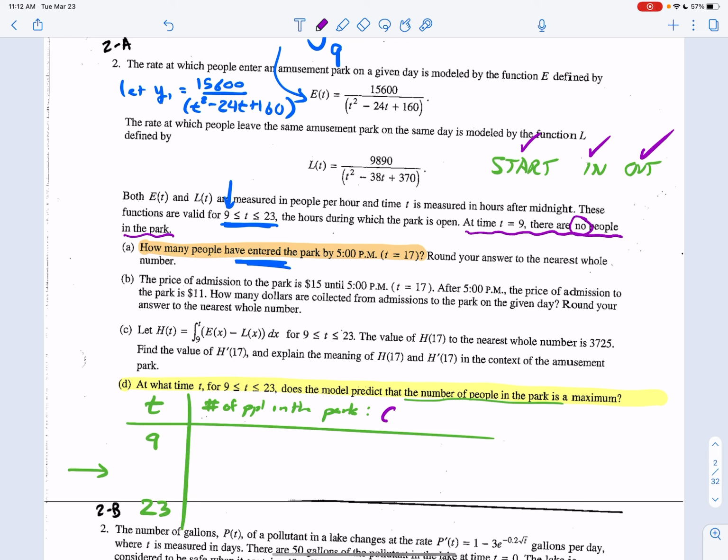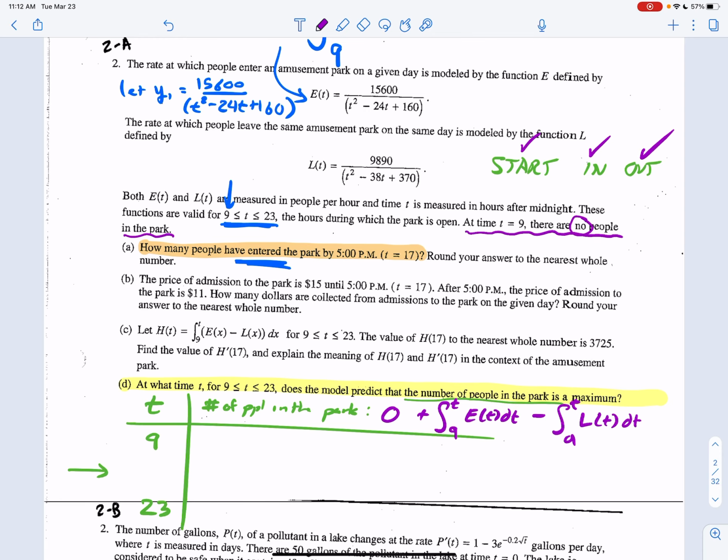I don't care. I'm still going to put a 0 just to show that I remember. To find the amount of people that enter the park, we have to integrate E from 9, because that's when they open, to some time t in general. Okay? Because we're generalizing this equation. But we also have to subtract out the amount of people that are leaving the park from 9 to t, some time in general. Okay?